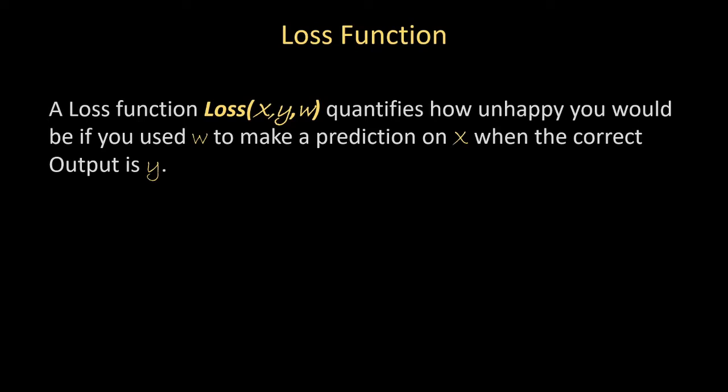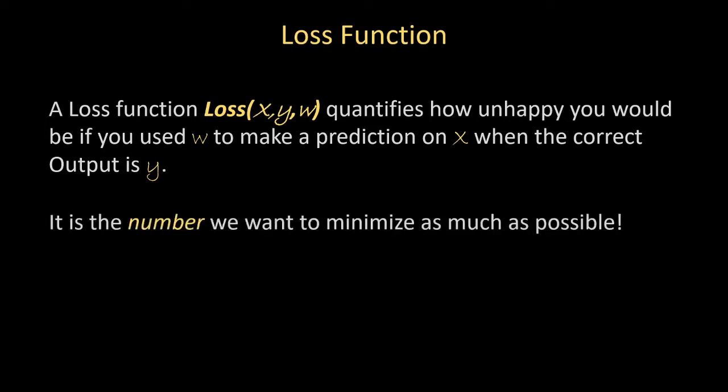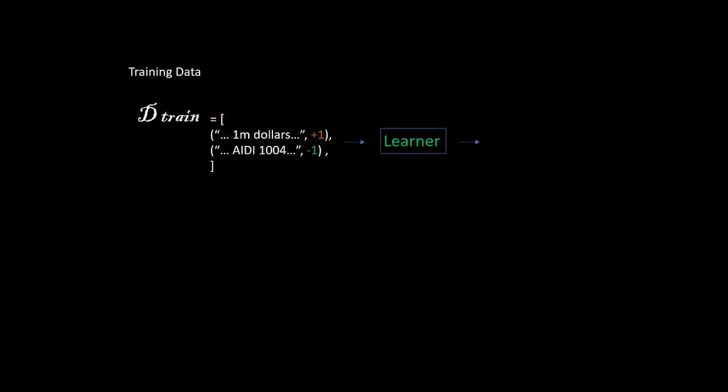That's a bit of a tongue twister, but we're going to get into the code. Don't worry, that's going to happen soon enough. But this is really the loss function. This is the root of it. It is the number we want to minimize as much as possible. So ideally, we can get to 0. That's really what we want to do.